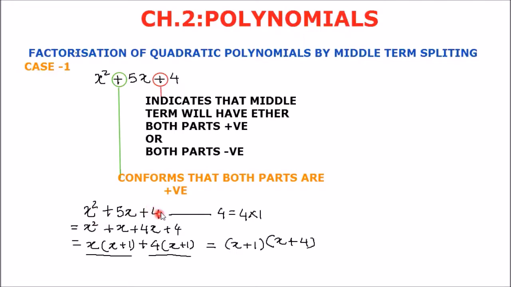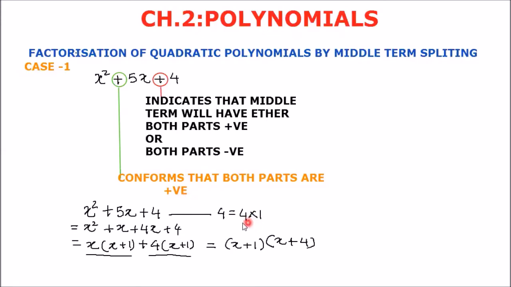And if I will see the factors of 4, it will be 4 into 1. It may be 2 into 2, but 2 into 2 will not add and give you 5. So we are considering 4 into 1 here. 4 and 1, when both will be given the same sign, plus sign, which is confirmed here.